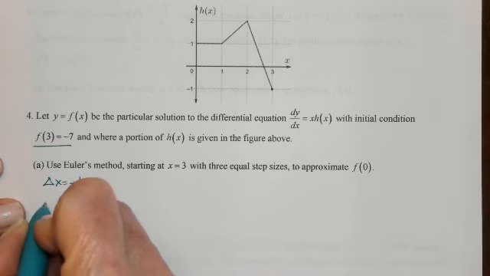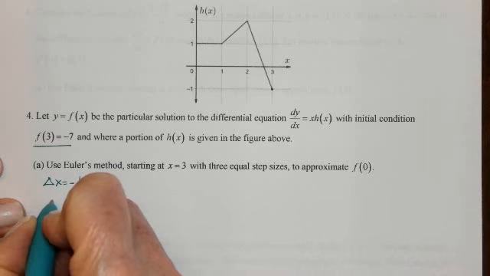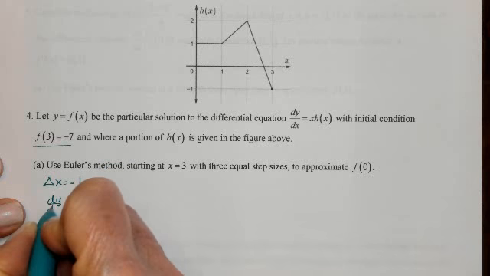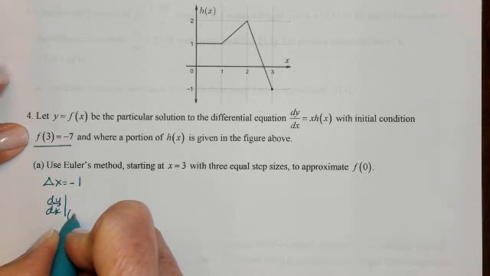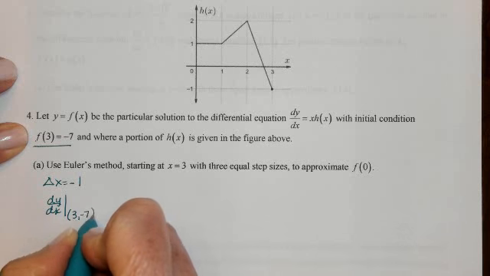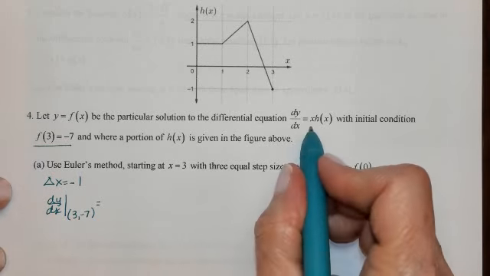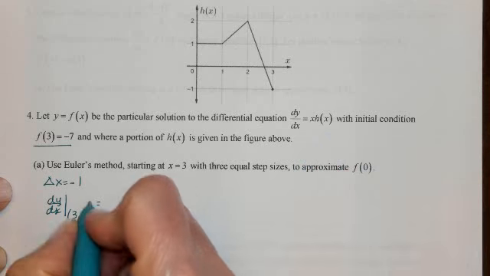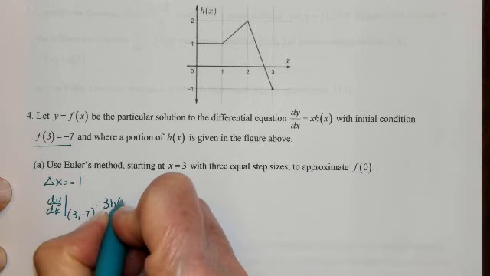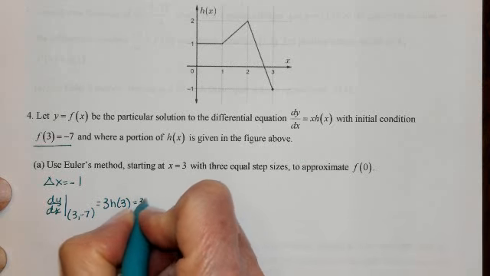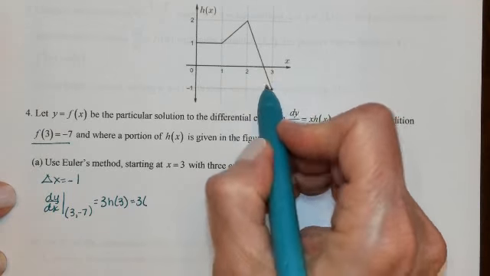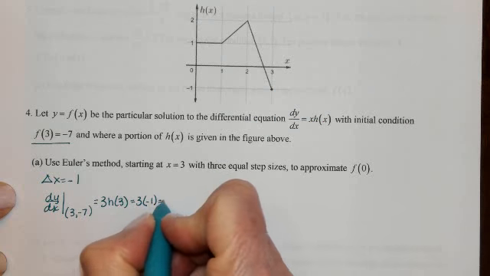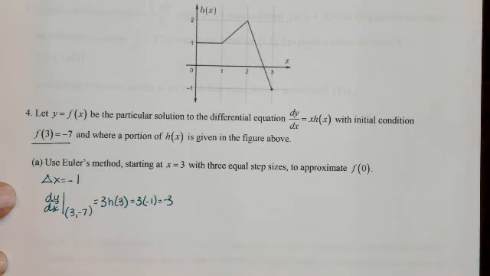Okay, so our first slope, dy dx, we're starting at when x is 3, so at 3, -7, it is going to be x times h of x, so that will be 3 times h of 3. H of 3 from our graph is -1. So dy dx, our first slope, is -3.